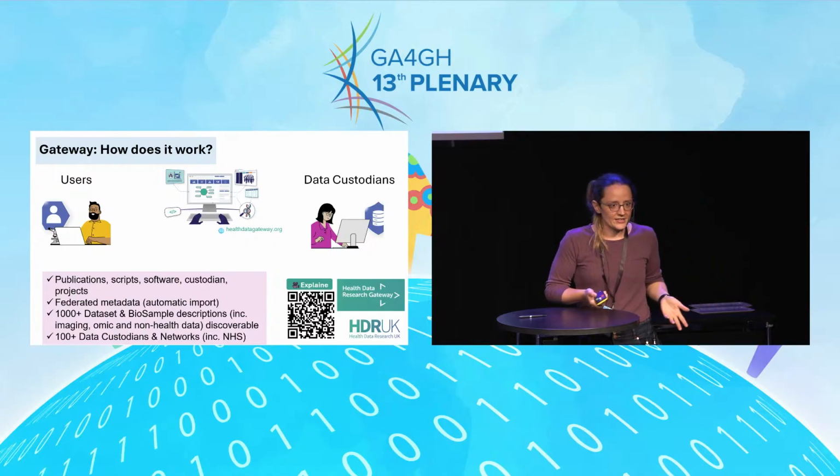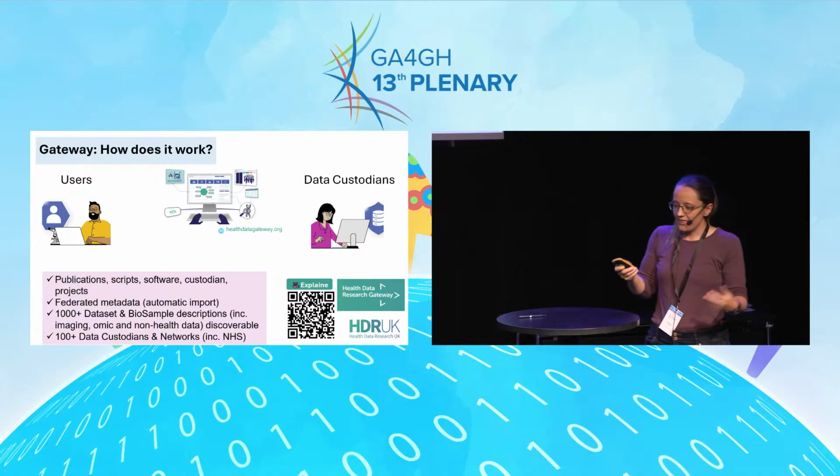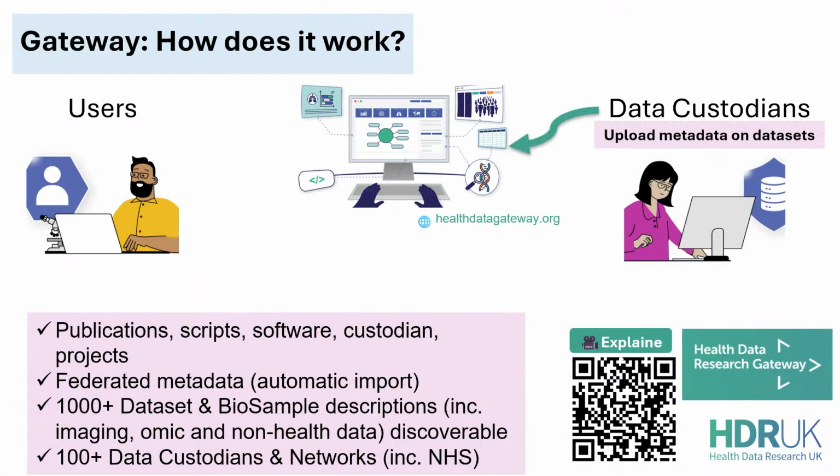So how this works is we have our lovely data custodians over here. They will have cool data sets. They upload metadata onto the health data portal, onto the gateway portal, and then that means researchers can find it. It's obviously a little more complex than that. We get a whole bunch of information about those data sets. You get publications, scripts, software, what custodian network is this a part of?